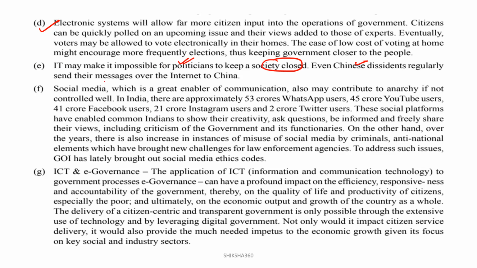Even Chinese dissidents regularly send their message over the internet to the Chinese. Social media, which is a great enabler of communication, may also contribute to anarchy if not controlled well. In India, there are approximately 53 crore WhatsApp users, 45 crore YouTube users, 41 crore Facebook users, 21 crore Instagram users and 2 crore Twitter users. These social platforms have enabled common Indians to show their creativity, ask questions, be informed, and freely share their views, including criticism of the government and its functions.